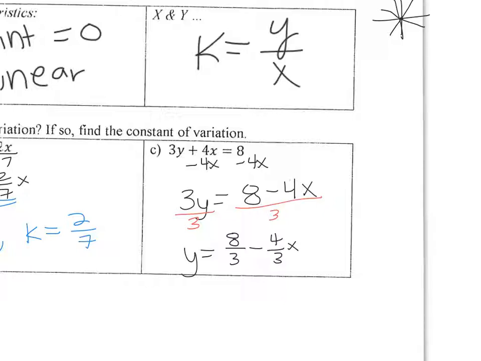So is this direct variation? No. It's not, because you have this constant value. So no, it has a constant, or the y-intercept is not 0.